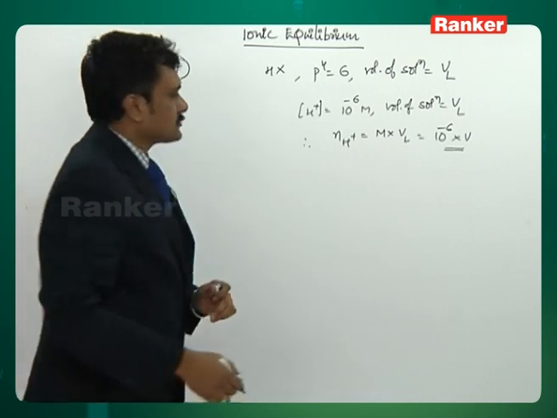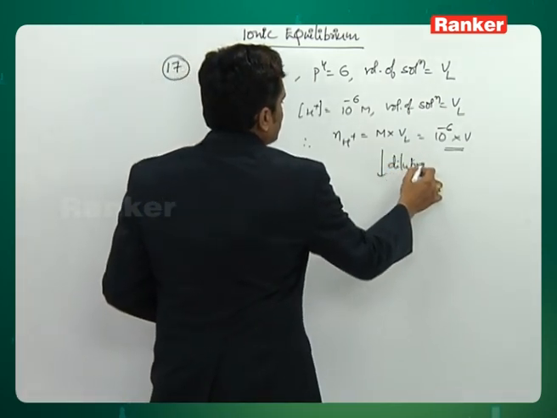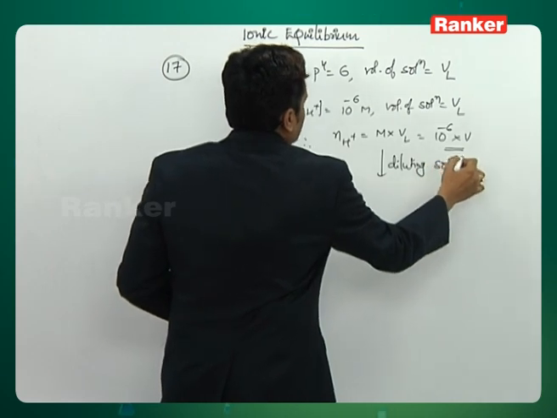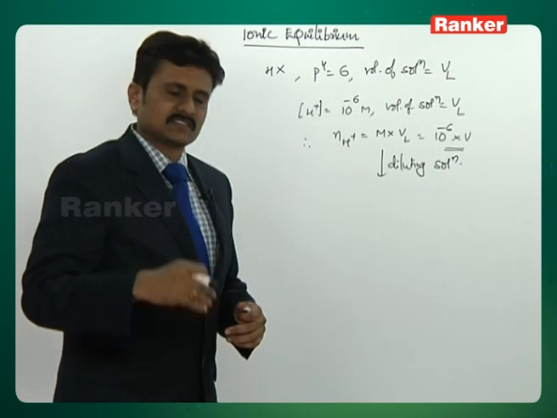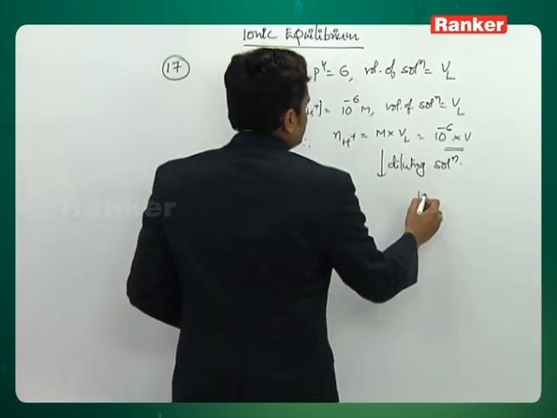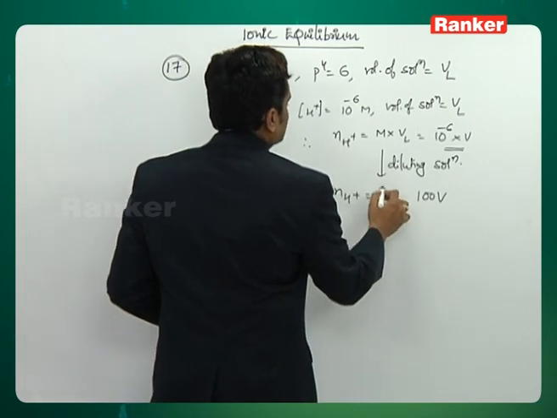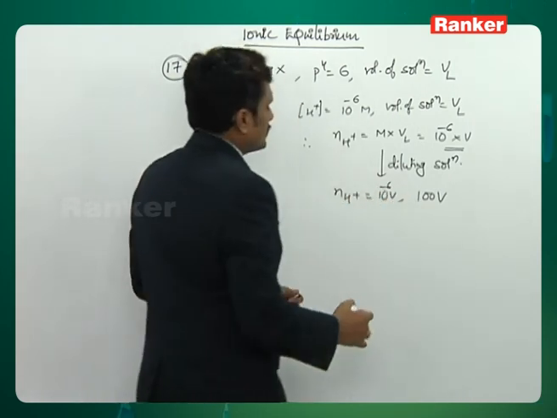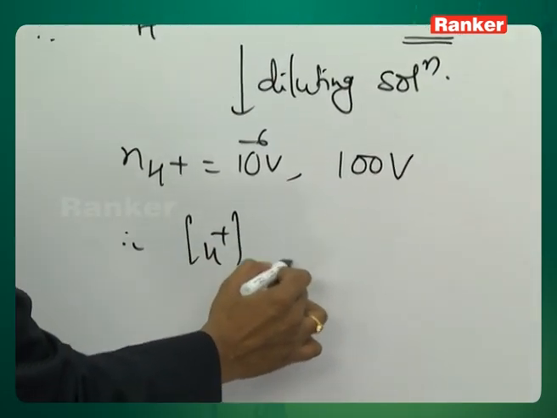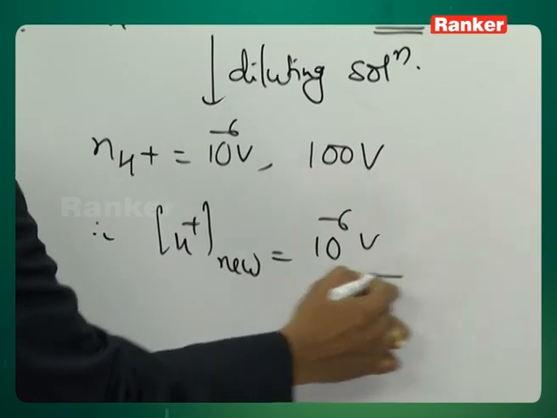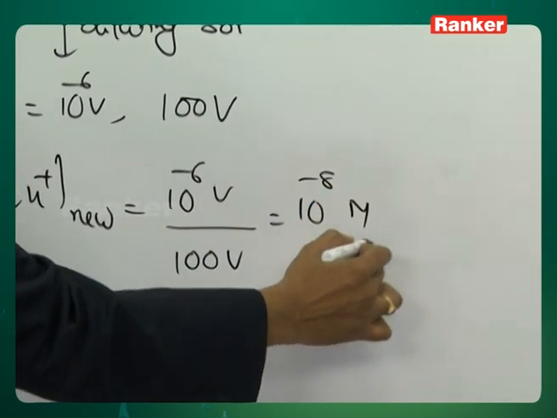Now when I am diluting the solution, that is, when I am adding water, that means we are making the total volume of the solution, as per this question, 100 into V. But as we know, the number of moles is going to remain constant. So the new concentration of H plus after the dilution is equal to total number of moles upon the total volume, turning out to be 10 to the power minus 8 molar.